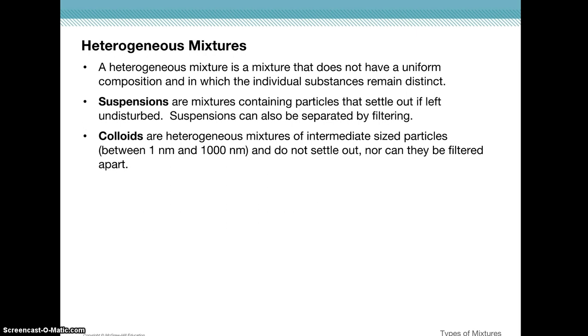We used examples like a salad where you could see all the different parts, or a chocolate chip cookie, or things like that. So we're going to be looking specifically at mixtures where things are mixed with water, for example. Okay, so the first type of heterogeneous mixture we're going to look at is a suspension. And a suspension is a mixture that has particles that settle out if left undisturbed, and you could also separate it by filtering. So, like muddy water is an example of a suspension.